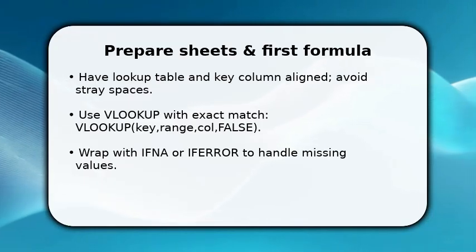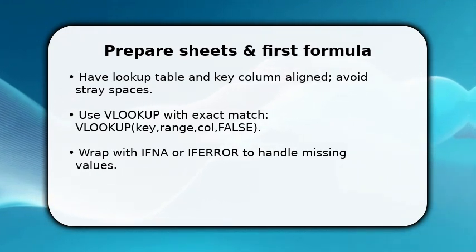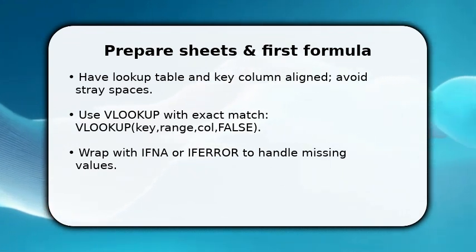You start by confirming your lookup key and table are clean and in the same format. Next, type VLOOKUP, key, range, column, FALSE to force an exact match. This is essential for predictable results.